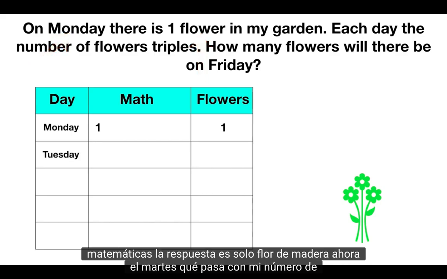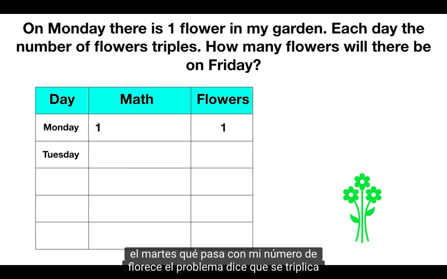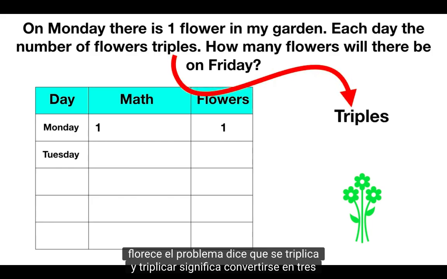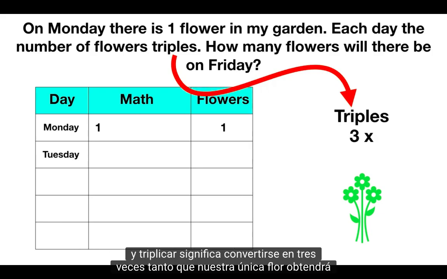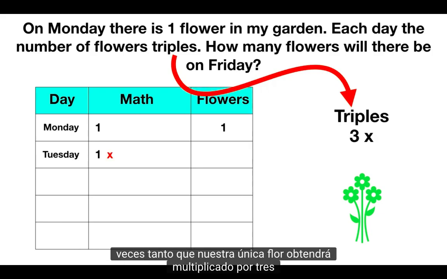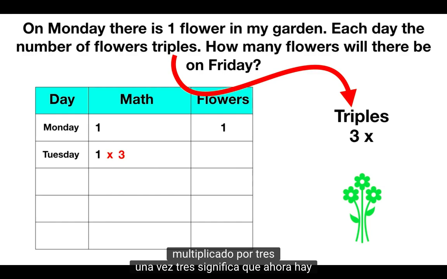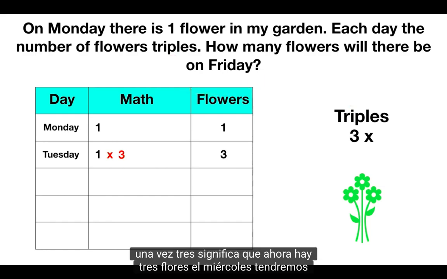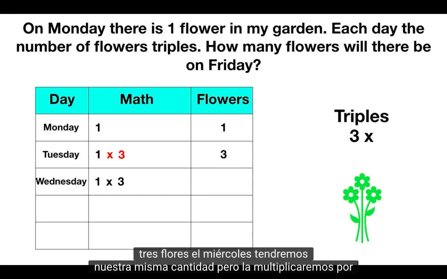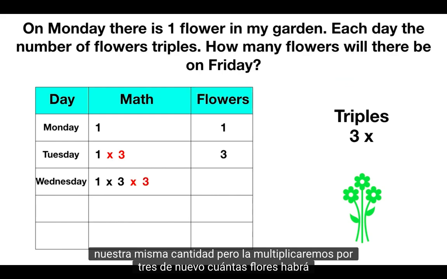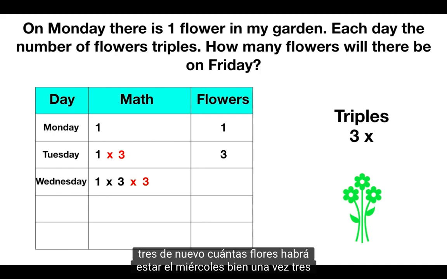Now on Tuesday, what happens to my number of flowers? The problem says that it triples, and to triple means to become 3 times as much. So our 1 flower will get multiplied by 3. 1 times 3 means now there are 3 flowers. On Wednesday, we'll have our same amount, but we'll multiply it by 3 again. How many flowers will there be on Wednesday? Well, 1 times 3 times 3 will give us 9 flowers.